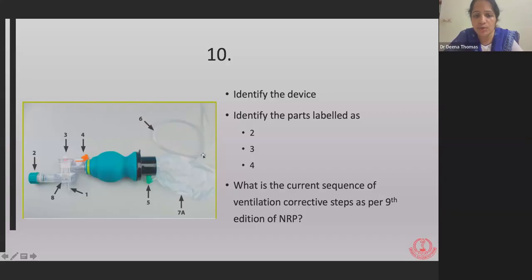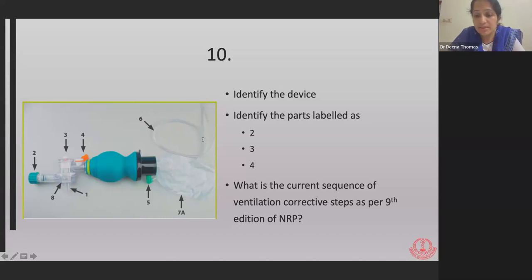Then you have 5, which is the oxygen inlet. This black portion, if there was no reservoir, would be the air inlet, because when you press and release, the oxygen will go from here, the 5, if it is connected, and if nothing is connected, air will go inside from this black portion. Now the reservoir has already been connected. So this is the air inlet, this is the oxygen inlet, this is the closed reservoir, and this is the oxygen tubing. The 7A is the closed reservoir. You can also have a corrugated open reservoir. I hope it is clear for all.